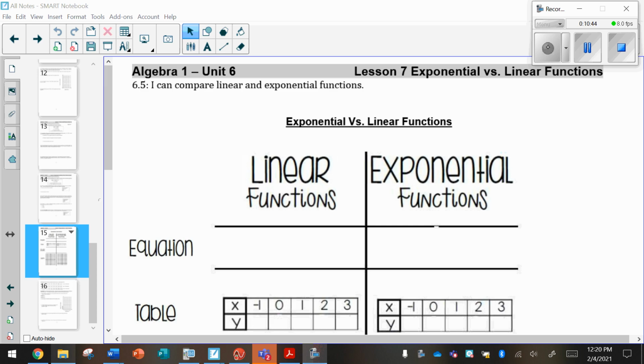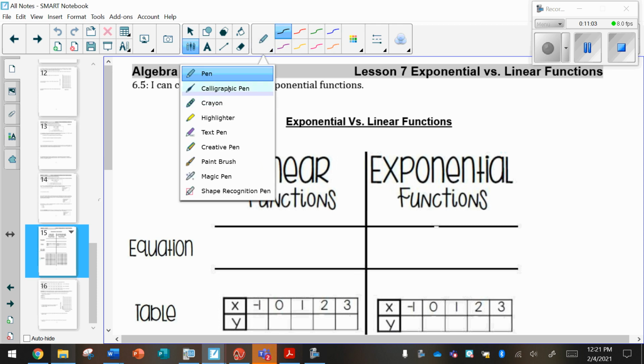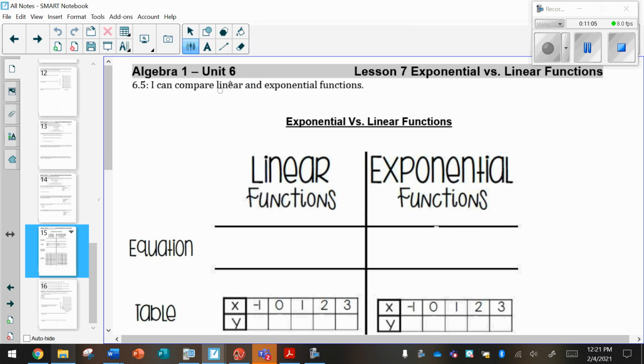Okay, so for lesson 7, we are going to compare linear and exponential functions, and I'm going to go through each of the different types of ways that you might be asked to compare these two types of functions. All right, so a basic linear function, just like we did back in our previous couple of units when we're graphing lines, we're using the generic formula y equals mx plus b.